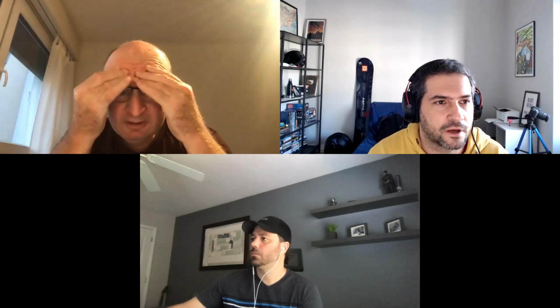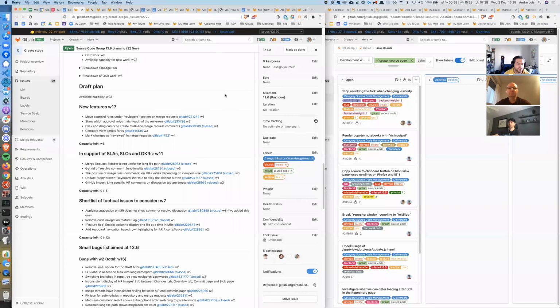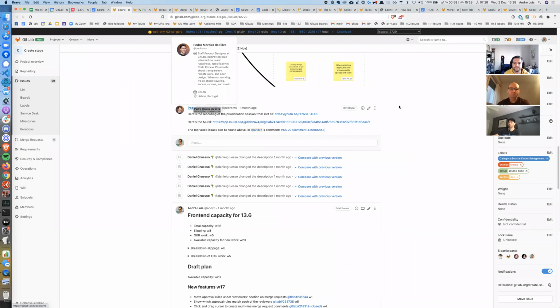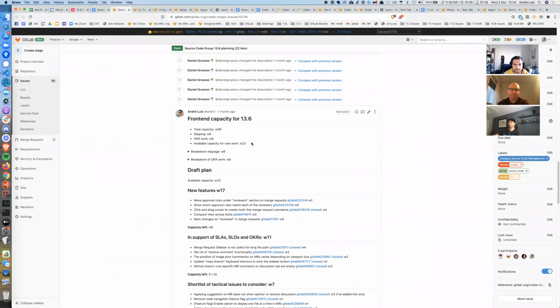So what I usually do, and actually in the issue that I linked there, the 13.6 source code, you can find a comment that I wrote back then, which explains exactly my thinking process. We have 2 minutes, but since we're chatting, this is what my process looks like. First, I look at the capacity of the whole team. I look at what the slippage is. I look at any tech debt and OKR work. Then I give the weight for availability for new work, right? Okay.